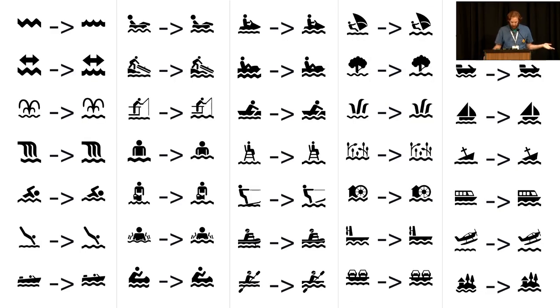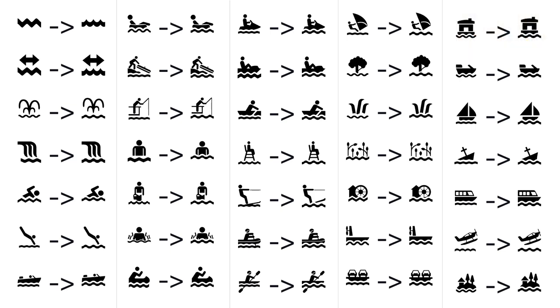Here's an example of standardizing designs. A squiggly line means water, but different libraries, even within the same library, would have a different type of squiggly line. And if you want that to be standard, then you can do what I did and spend your afternoon doing this.